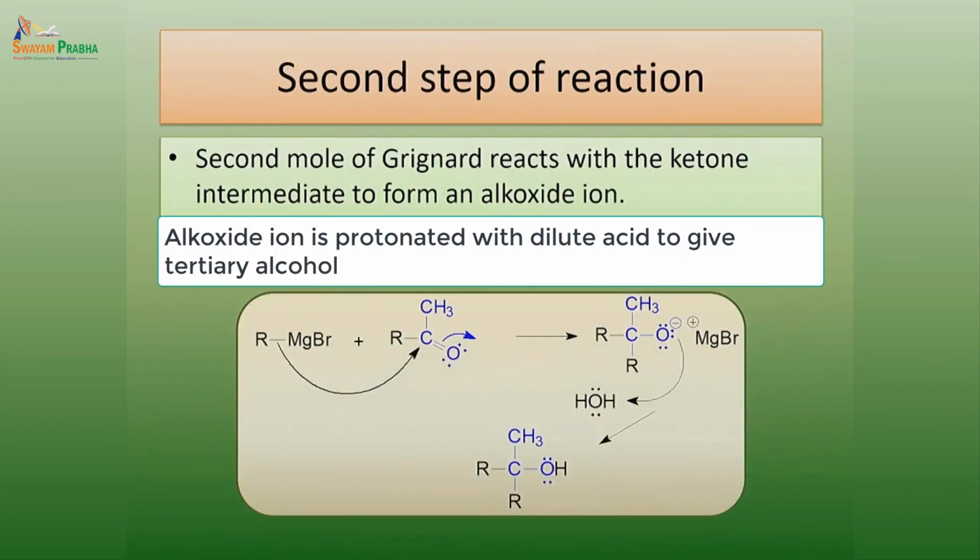So this ketone again reacts with 1 more magnesium halide to give the intermediate, which undergoes hydrolysis to give the tertiary alcohol. So this is the difference between the 1-step and the 2-step process.